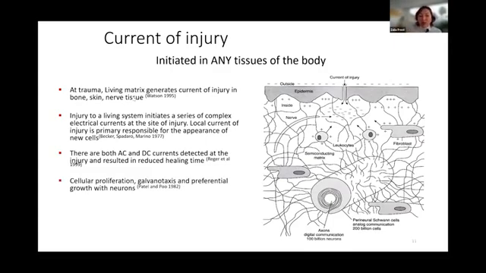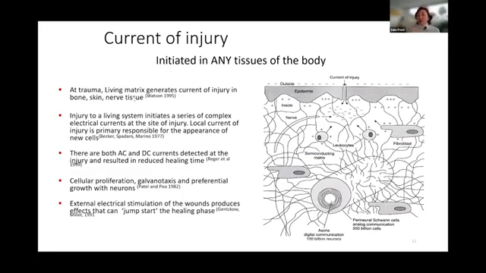Cellular proliferation, galvanotaxis. Galvanotaxis is when the cell crawls physically based on the electrical charge. Preferential growth with neurons, all of it happening at the site of injury. External electrical stimulation, that's what we do. We have external electrical stimulation. This is talking about the wounds; it produces an effect that can jumpstart the healing phase.